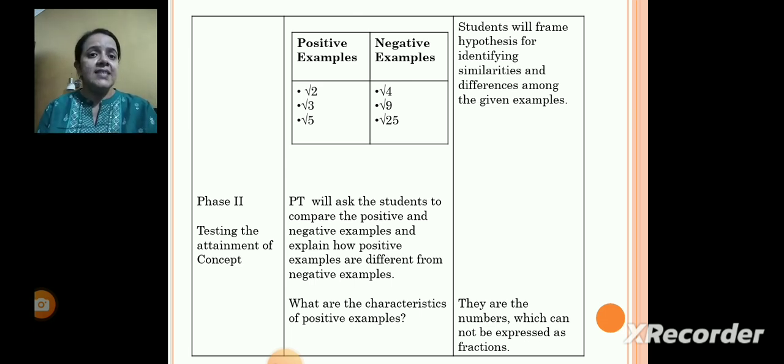So phase 3 is testing the attainment of concept. So what will be the PT's activity in this phase? The PT will ask the students to compare the positive and negative examples and explain how positive examples are different from negative examples and what the characteristics of positive examples are. So students will answer it. Here you can write any answer which a teacher thinks that students will be giving in the classroom. So here students will answer that they are the numbers which cannot be expressed as fractions, right?